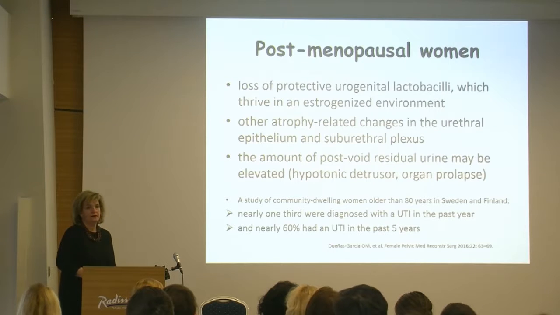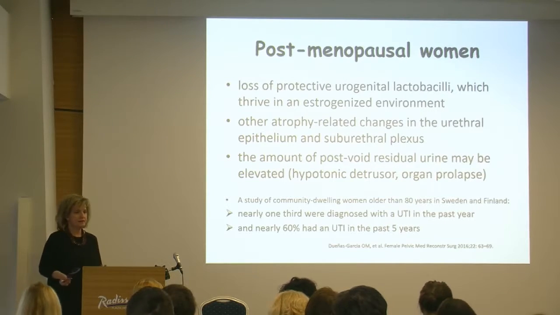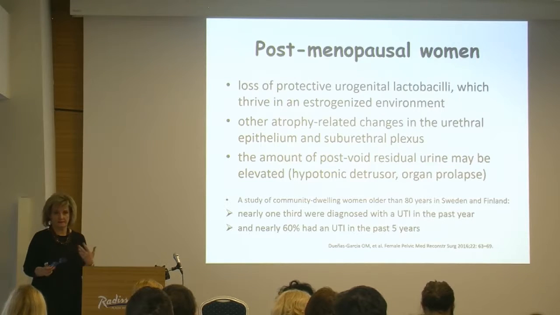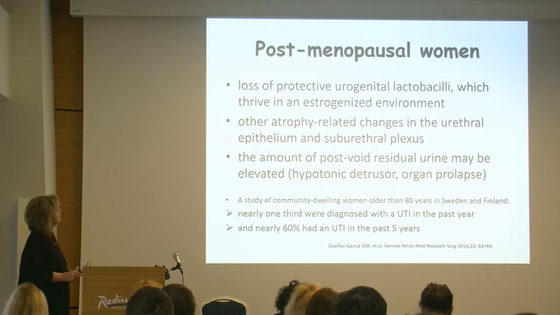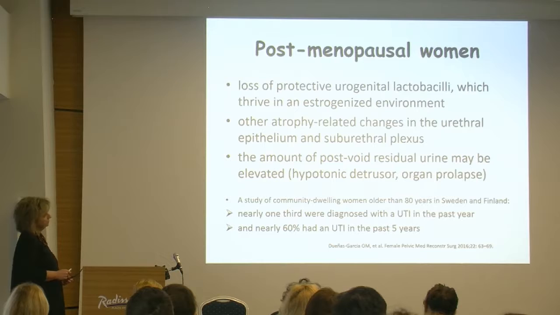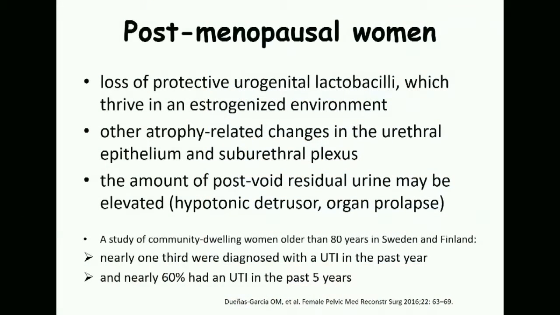Then the post-menopausal women, this is another setting. Here the reasons are different. The incidence is much lower, but still it is there, the UTIs are common. What are the reasons for repetitive urinary tract infections? There is estrogenized environment in premenopausal women that enables the growth of urogenital flora, lactobacilli, that are actually protective. Then there are other atrophy-related changes because of the hormonal decrease, and of course it is a kind of a local immunodeficiency, and also anatomically there might be changes, and there is some residual urine in the bladder.